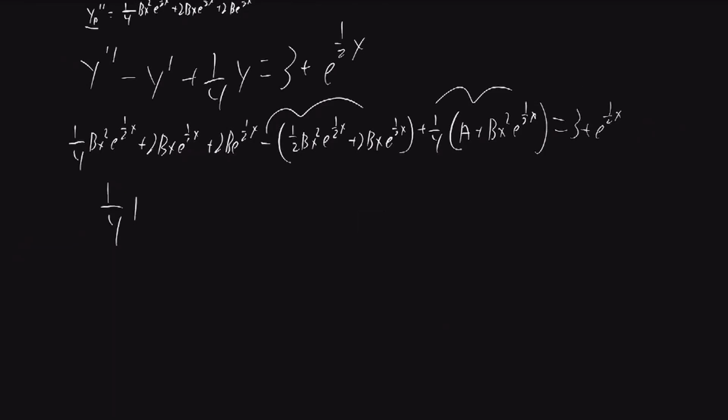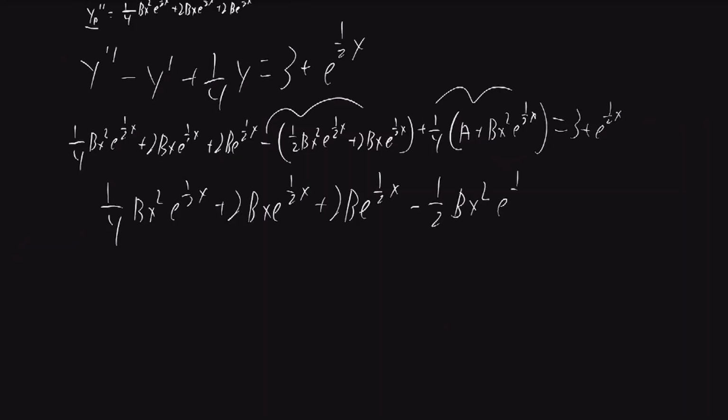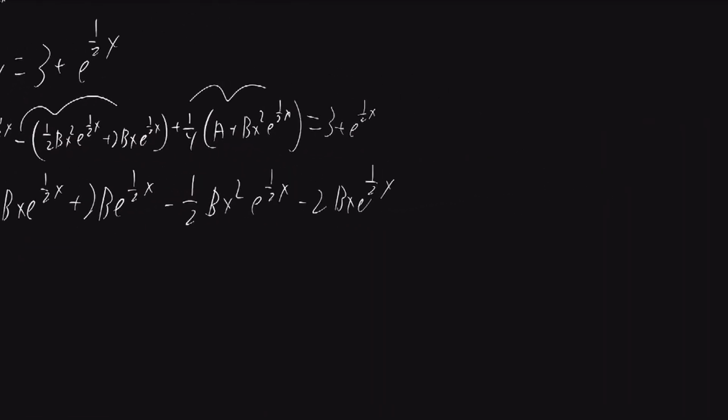We'll get 1/4 b x^2 e^(1/2 x) plus 2b x e^(1/2 x) plus 2b e^(1/2 x) minus 1/2 b x^2 e^(1/2 x) minus 2b x e^(1/2 x) plus 1/4 a plus 1/4 b x^2 e^(1/2 x) is equal to 3 plus e^(1/2 x).